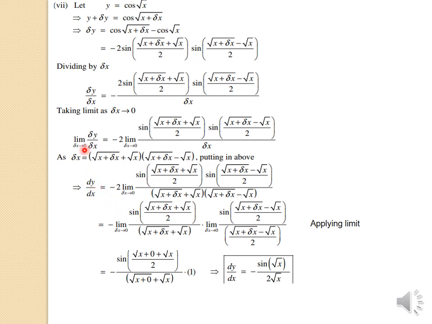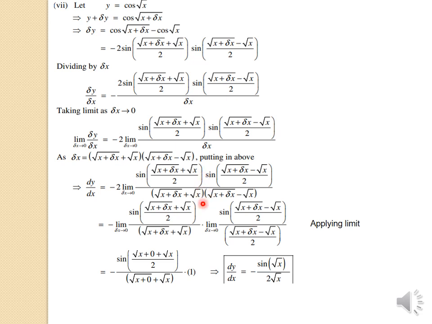So if I apply the limit, it becomes dy upon dx, and here sine of (square root of x plus delta x plus square root of x) upon 2, and sine of (square root of x plus delta x minus square root of x) upon 2 remain the same, but in the denominator we put the value of delta x, and we simplify. We justify the reason delta x equals this, because if we simplify or multiply this term, it is only equal to delta x. So here we put the value of delta x.